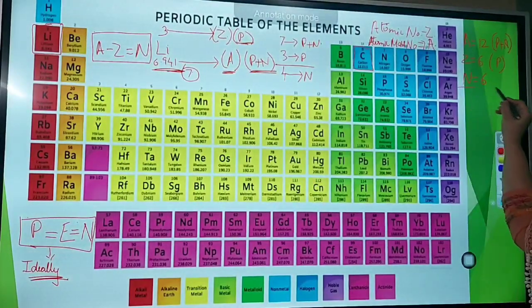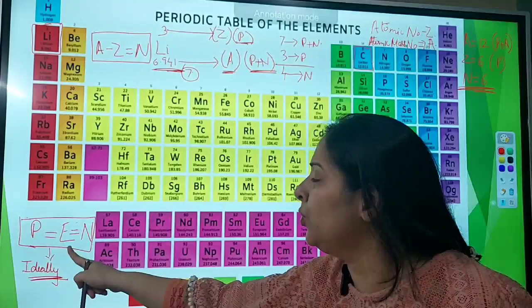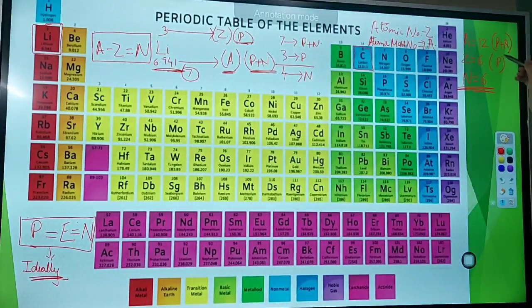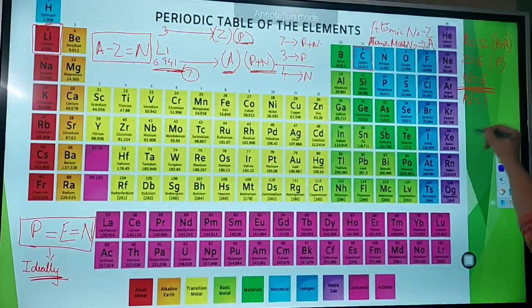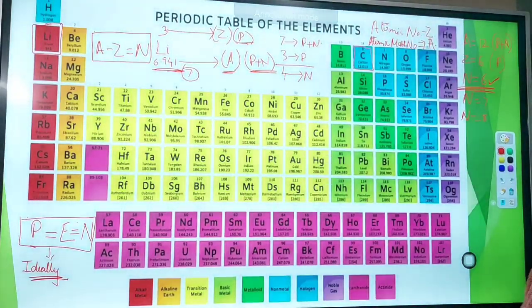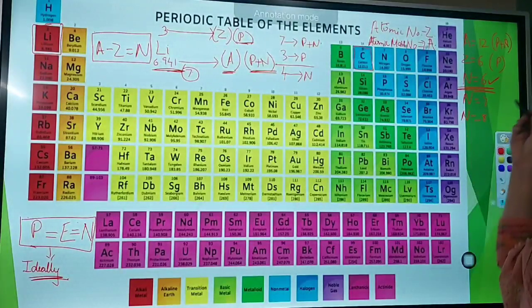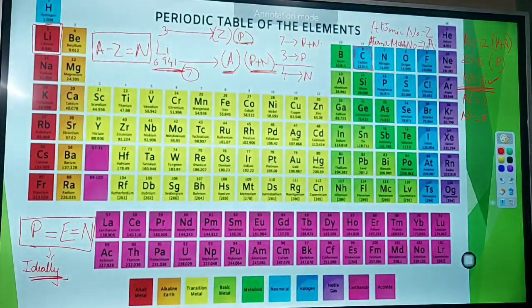Yes, but many a times, so ideally the number of protons is equal to the number of electrons is equal to the number of neutrons. Correct. But many a times carbon has 7 neutrons or 8 neutrons. Most of the carbon atoms have 6 neutrons. But many a times उसके 7 भी होते हैं, 8 भी होते हैं, like that.